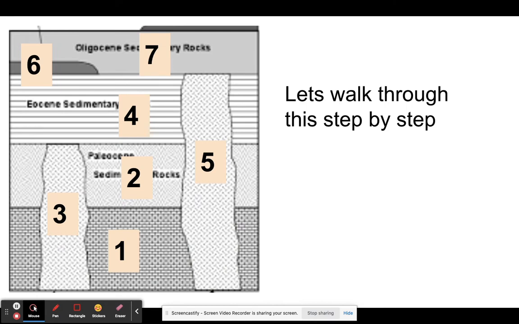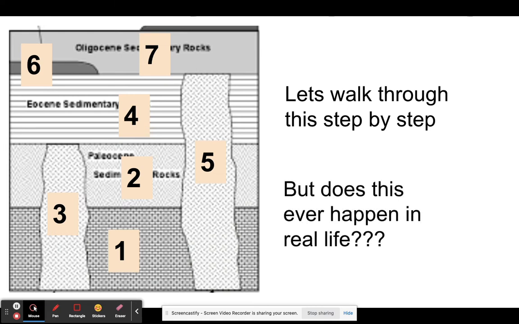Again, it seems a little complicated, but if you follow two principles, two rules, which one is lower and which one is doing the cutting, you'll be in good shape. Does this type of thing ever happen in real life, though? Or am I just making up complicated situations just to annoy you?